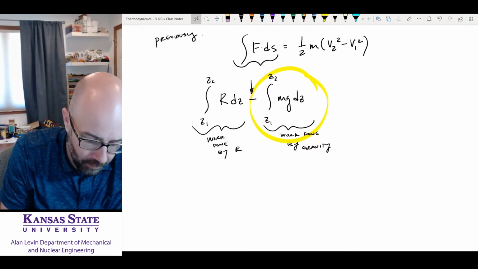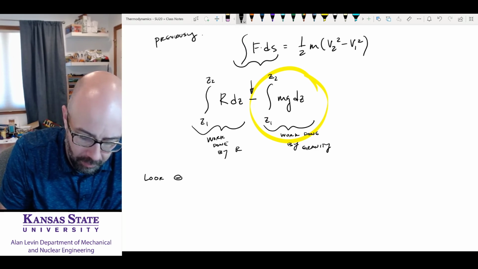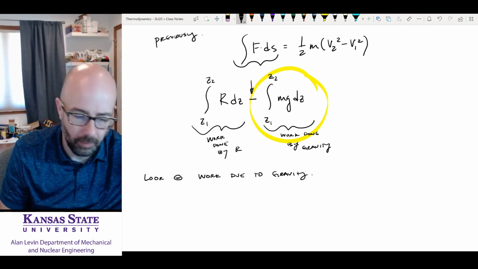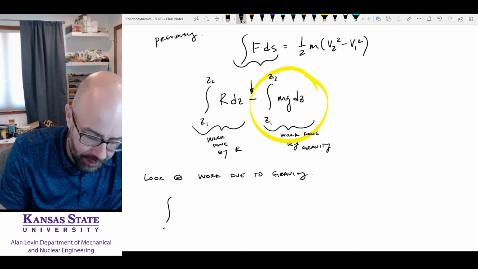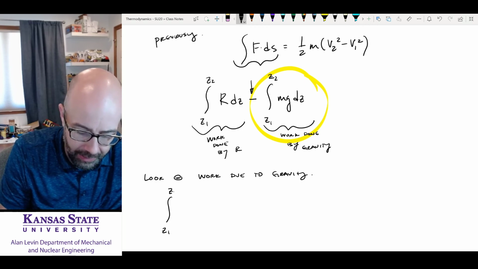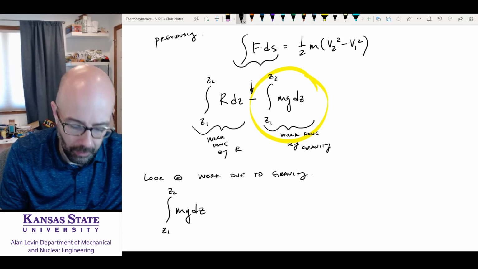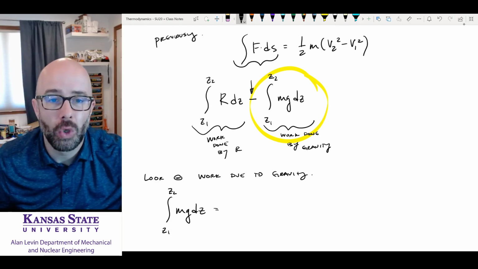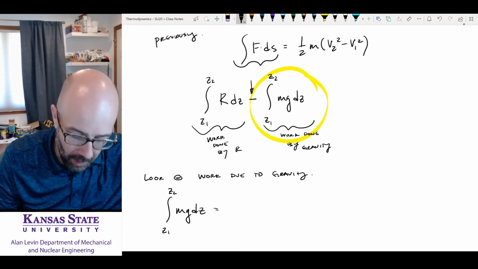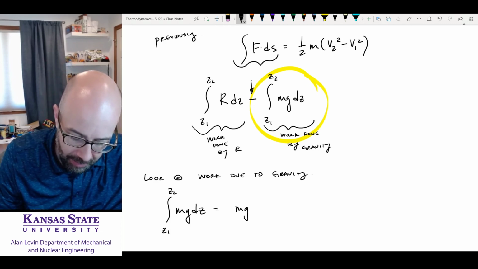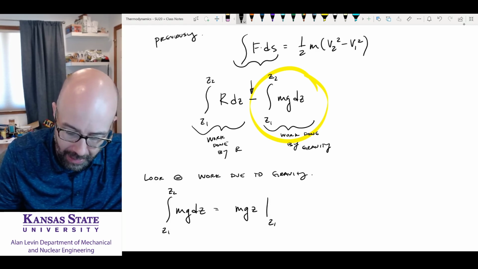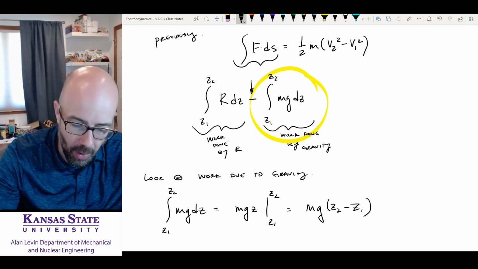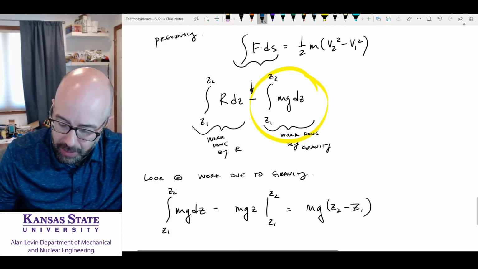So let's look at work due to gravity. The integral from z1 to z2 of mg dz. That's what I want to analyze. Well, we know this is very easy. Mass is constant, comes out of the integral. Gravity, we're assuming, is constant, comes out of the integral. Now we have the integral of dz, which is just z. So this is going to be mgz from z1 to z2, or it gives me mg (z2 minus z1). That's what we have here, which we know is our gravitational potential energy.